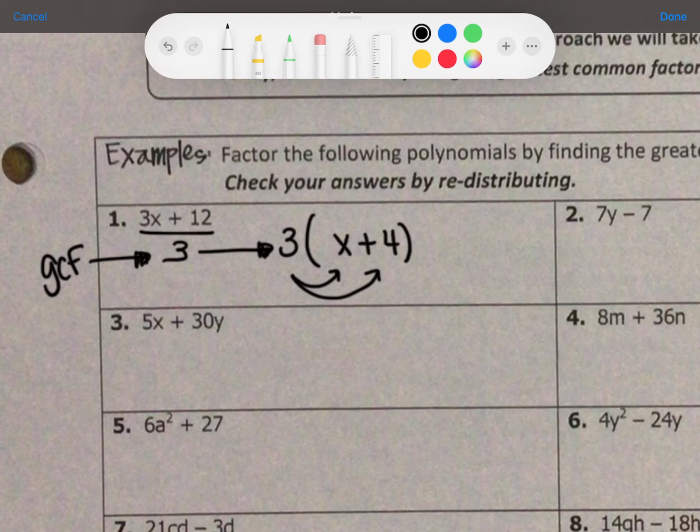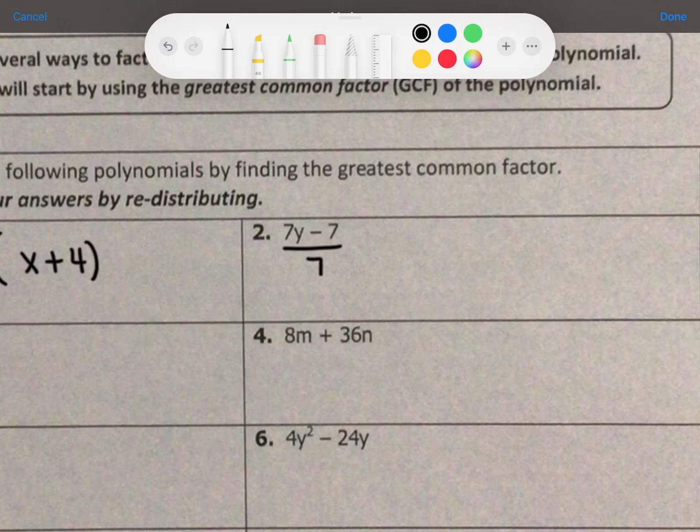All right, number 2, what is the biggest number that can go into both 7y and 7? If you said 7, you are correct. They both don't have a y, so I cannot put a y on the bottom there. So my GCF goes on the outside of the parentheses.